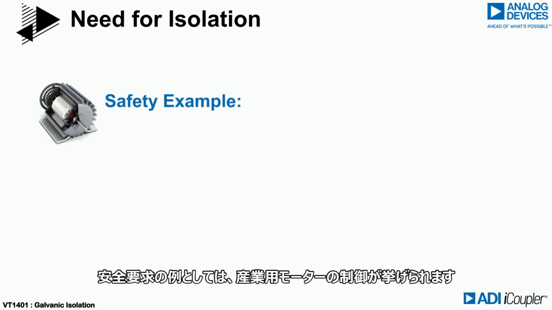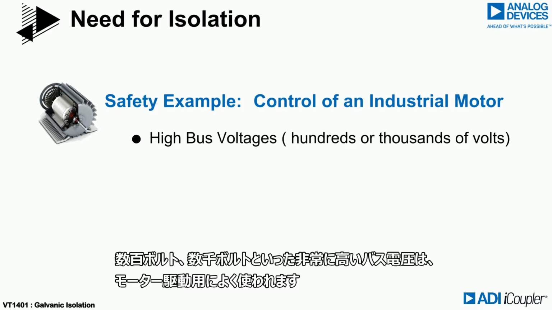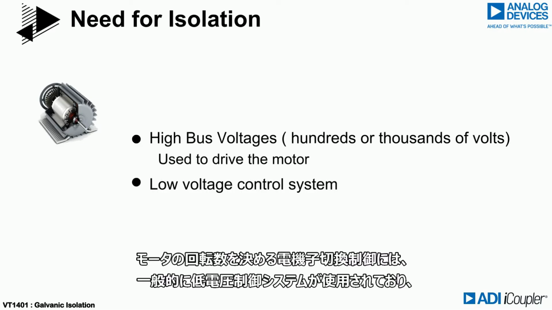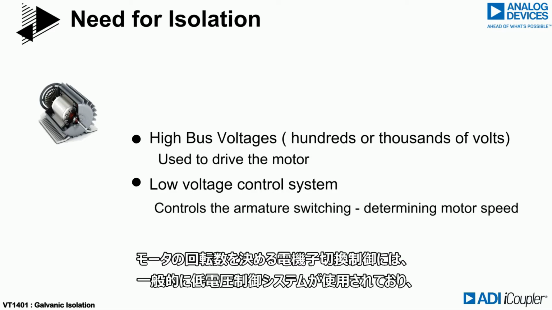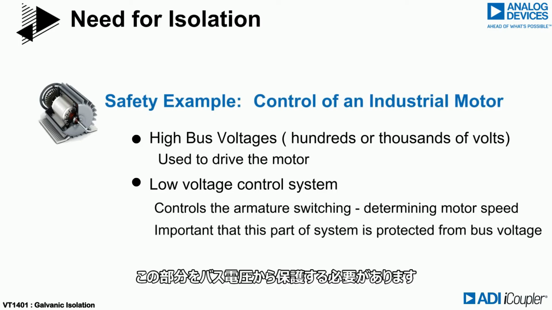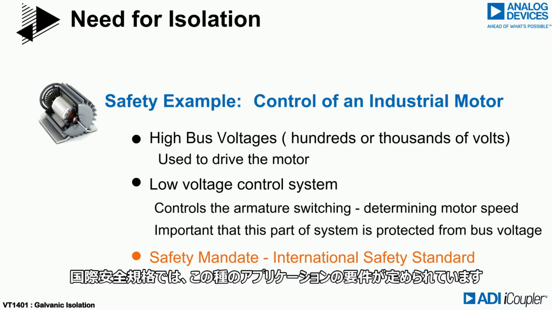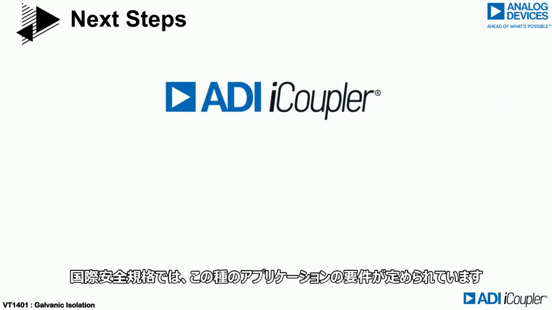An example of a safety requirement would be in the control of an industrial motor. Here, very high bus voltages, hundreds or even thousands of volts, are often used to drive these motors. A low-voltage control system is generally used to control the armature switching to determine the motor speed, and this part of the system must be protected from the bus voltages. Human operators often interface with the control electronics, creating a need for safety. An international safety standard sets the requirements for this type of application.